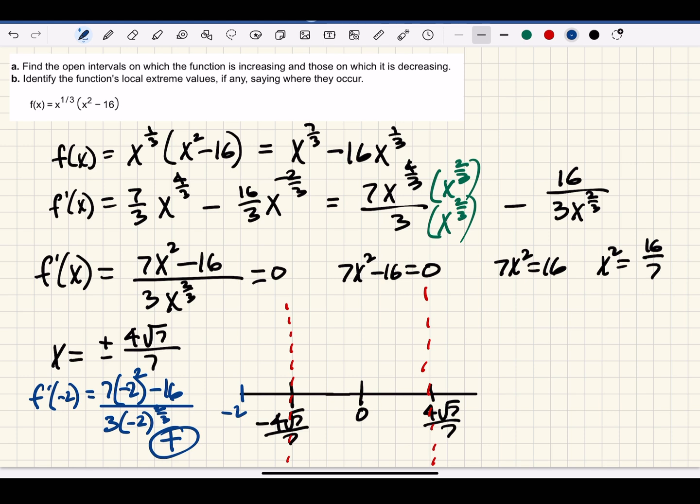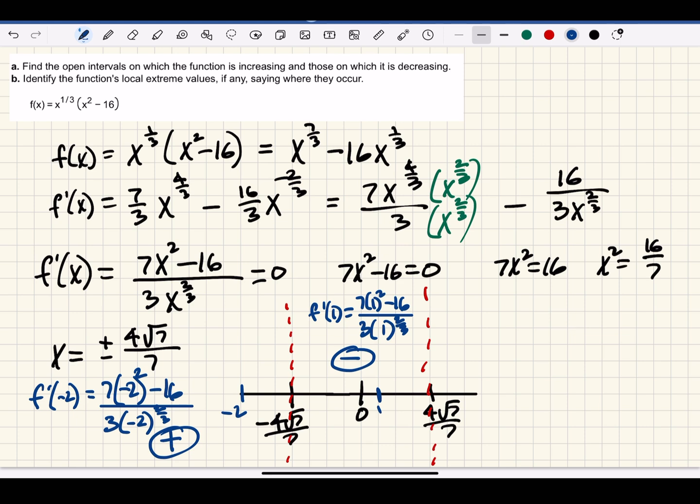In between these critical points, we could use 1 as a convenient value for x to find the value of the first derivative. F prime of 1 would be 7 times 1 squared minus 16 divided by 3 times 1 raised to the 2/3. The numerator here would be negative 7 minus 16. The denominator would be positive. So here, in between these two critical points, the first derivative would be negative.